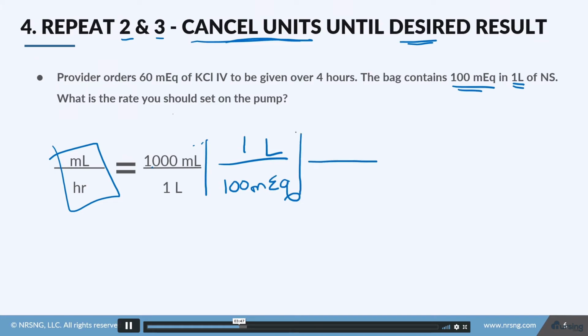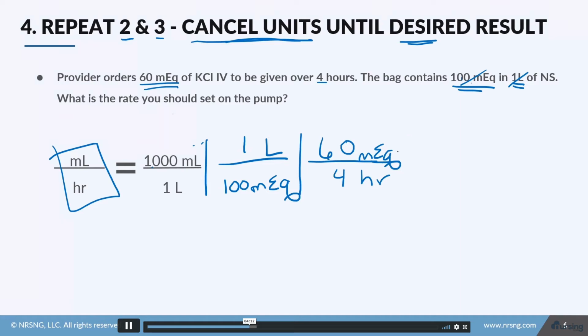All right. So repeat the steps. Transfer the units across, insert what we know. What else do we know about milliequivalents? Sometimes I like to cross things off as I use them so that I don't double anything up. So I've already used this milliequivalents. So what else do I know? Well, I know that I want 60 milliequivalents of potassium over 4 hours. So 60 milliequivalents is going to go over 4 hours.